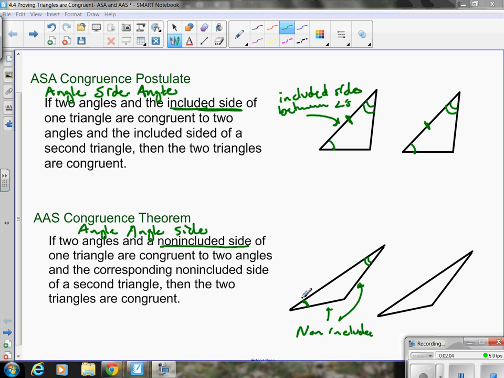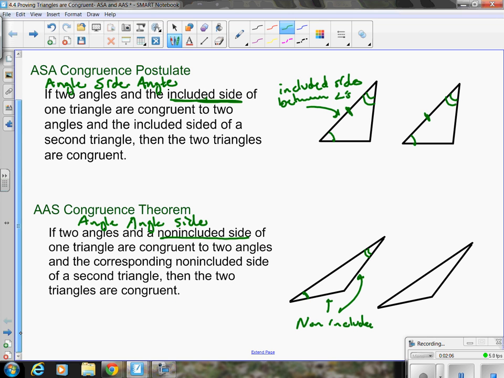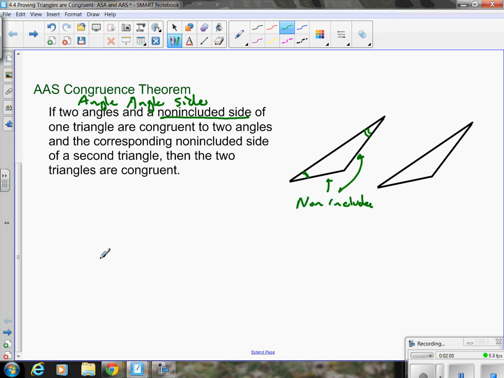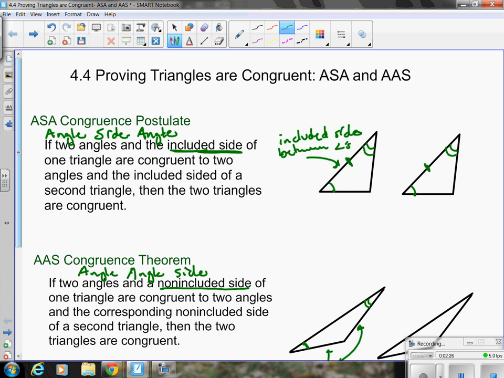So remember from last section, we can also use the side angle side congruence postulate and the side side side congruence postulate. So now we have 4 shortcuts for proving triangles are congruent. We'll get one more before the chapter's over.